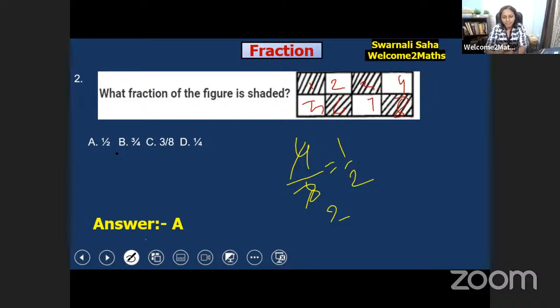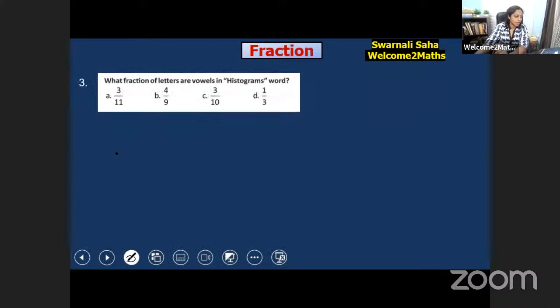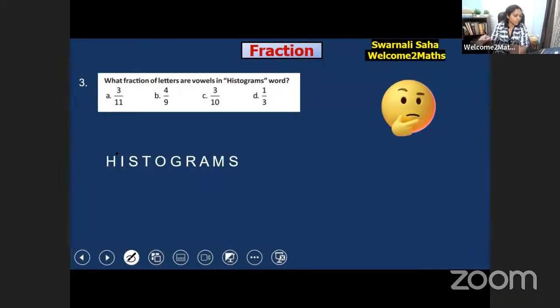So let's move on. Let's solve one more question. Next, the question is, what fraction of the letters in "histograms" are vowels? Can you solve this? You have to find out the fraction of letters that are vowels in "histograms". Try to solve this, then I will show you the answer. All the best.